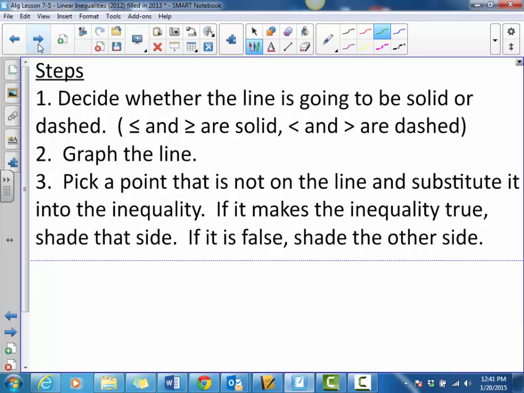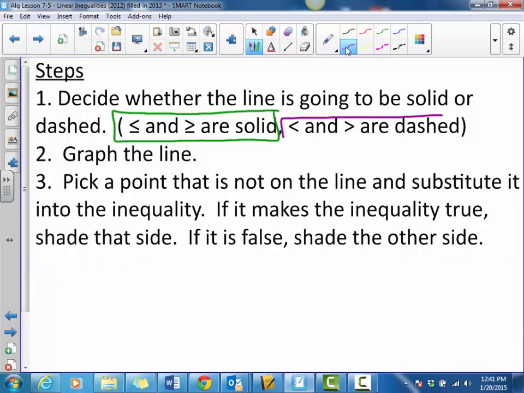All right, so the steps. Step number 1, decide whether the line is going to be solid or dashed. Remember that if we have less than or equal to or greater than or equal to, the line is solid. And if we use less than or greater than, our line is dashed. Number 2, graph the line. Usually we graph lines using slope-intercept form or intercepts on the standard form.